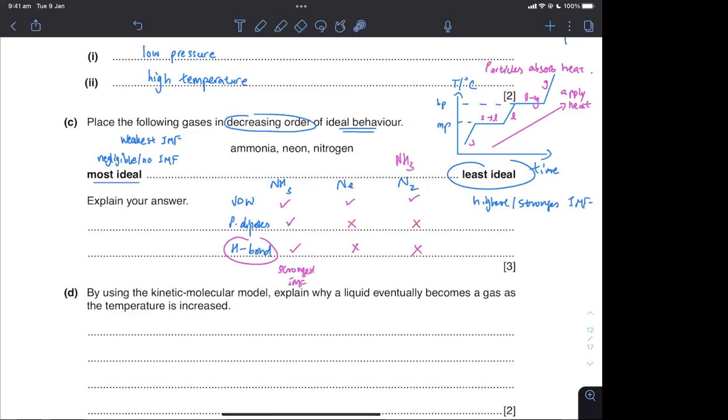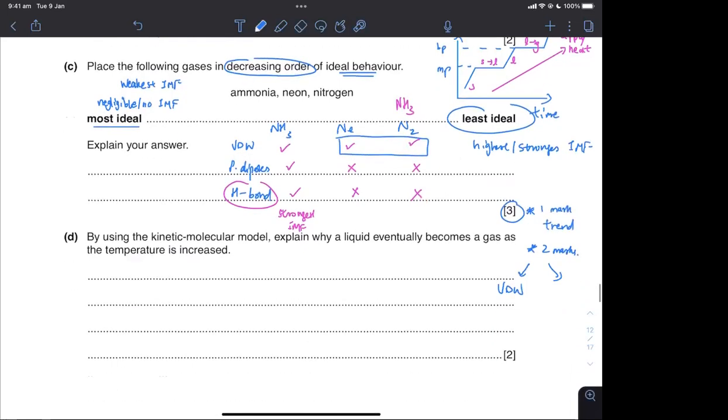Now, NH3 is the least ideal. So between neon and N2, how do I decide between neon and N2? I'm just looking at van der Waals. The question now comes back to what are the two factors that affect van der Waals? You see, this is 3 marks. So 1 mark is for the trend. 1 mark is for the order. The 2 marks are for the explanation. 1 mark for the van der Waals.